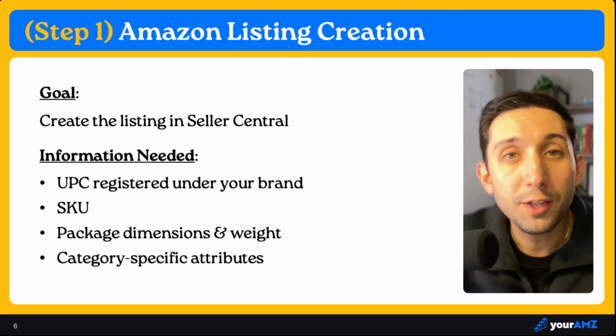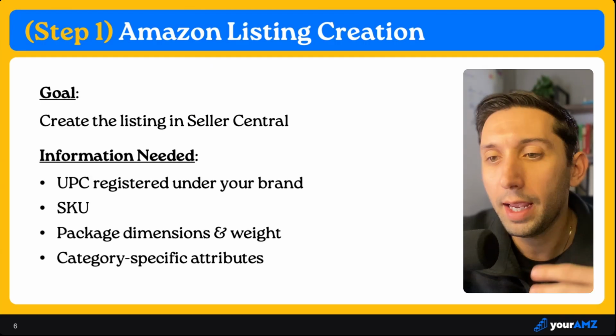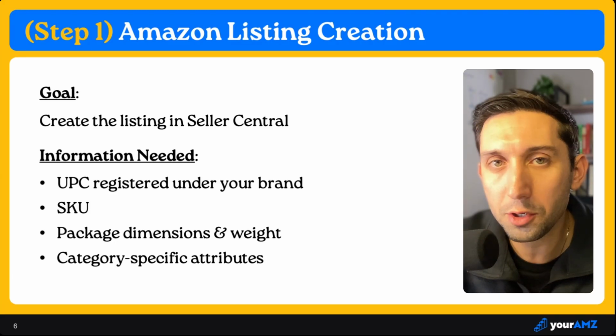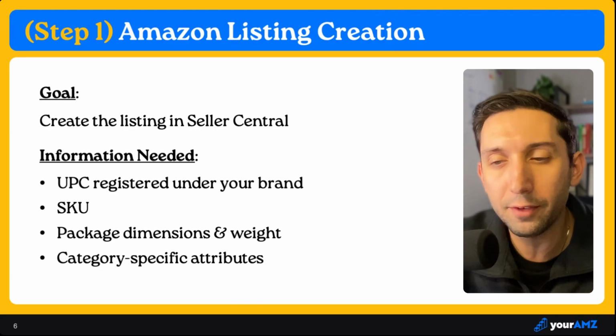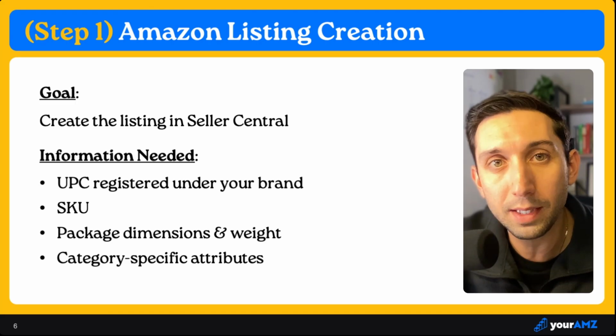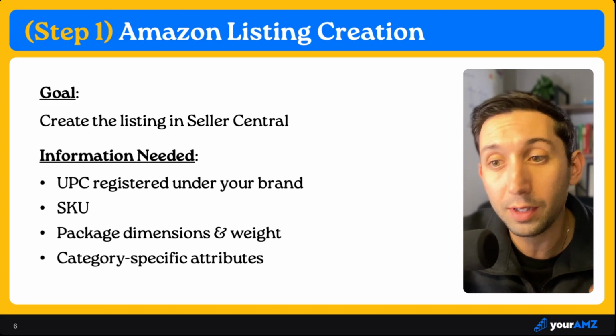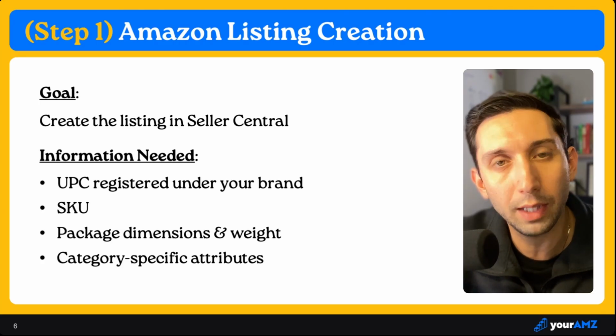this video. Okay, so the first step when launching a product on Amazon is going to be Amazon listing creation, and the goal is simply to create the listing in Seller Central. It won't be any design. It will just be creating the product page, and we'll add the information in later. The information needed to create the listing is the UPC. This should be registered, the UPC should be registered under your brand name. If not, you're going to have issues later down the line.